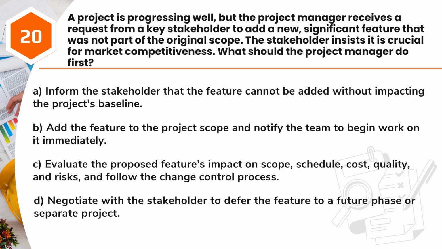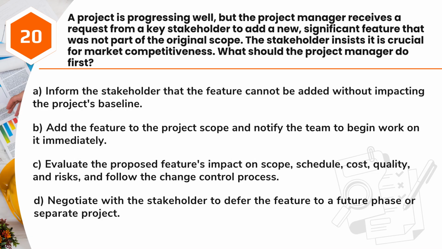Question 20. A project is progressing well, but the project manager receives a request from a key stakeholder to add a new, significant feature that was not part of the original scope. The stakeholder insists it is crucial for market competitiveness. What should the project manager do first?